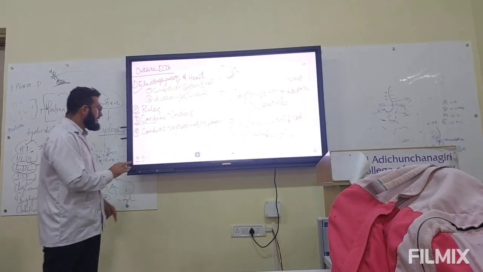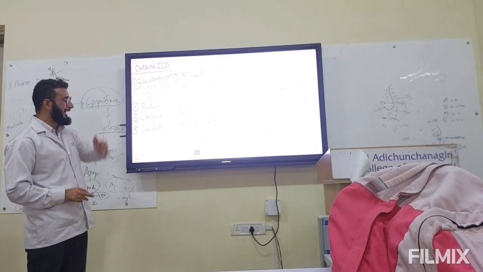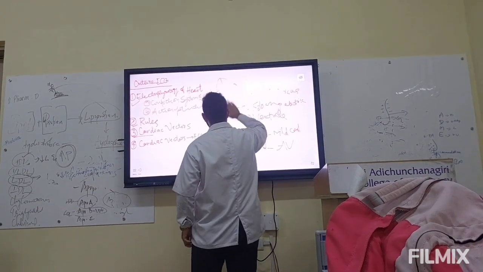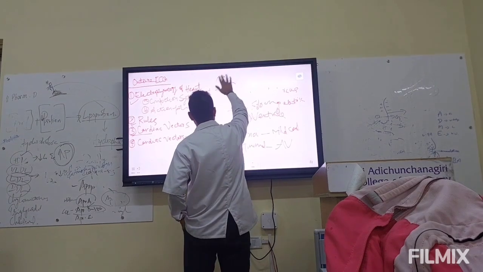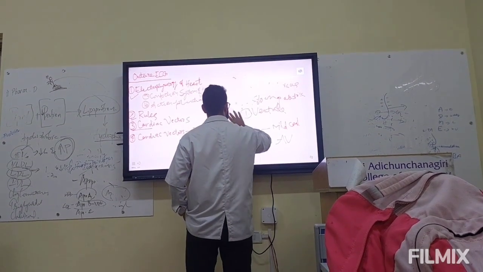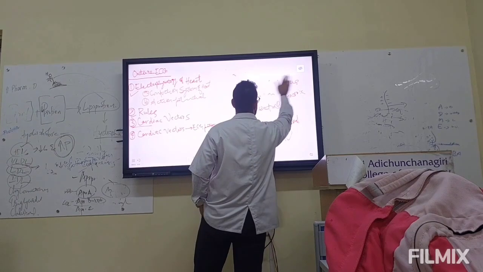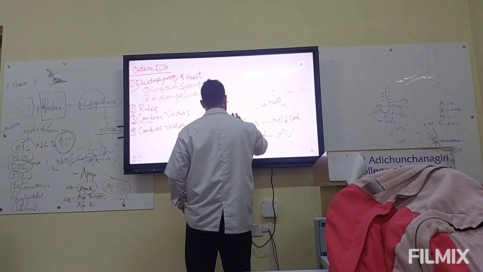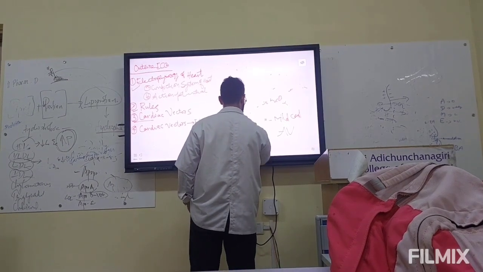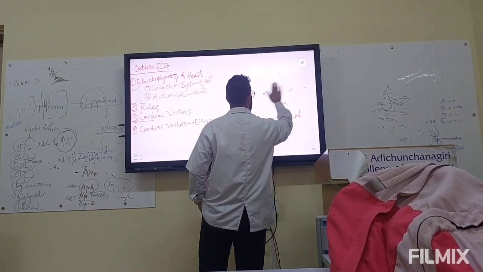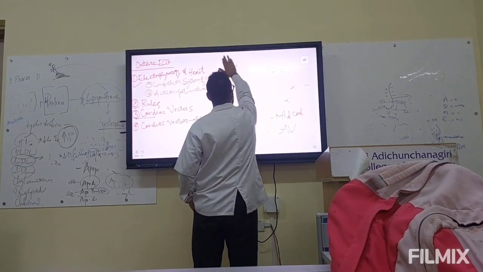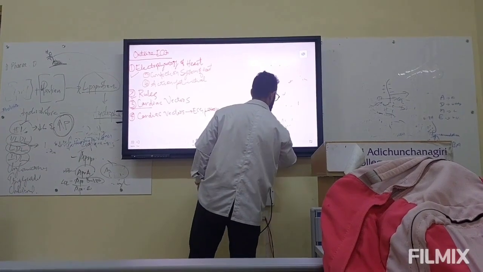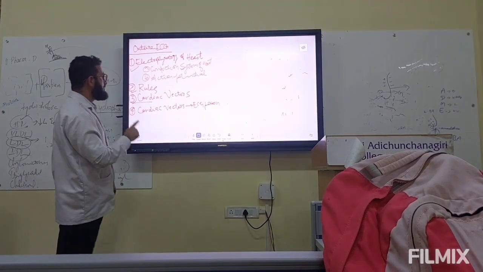Okay, now we will look at the action potential. How the action potential is generated in the heart is very important and very critical in order to understand the ECG. So now, the action potential.